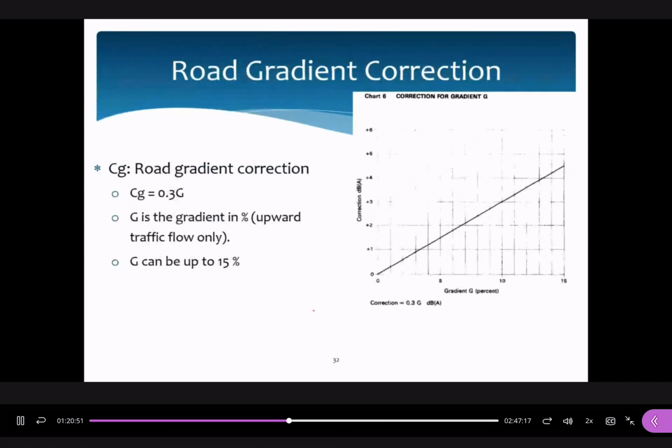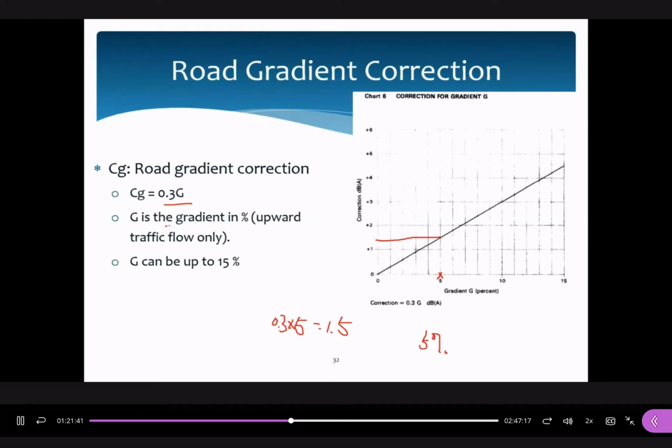Okay, now the other correction is the road gradient correction. The road gradient correction is a linear relationship, and you can make use of this chart or this equation. Please pay attention: this is 0.3 times g, where g is in terms of percentage. Let's say if this is 5%, when you use this equation, it becomes 0.3 times 5, which is 1.5 dBA. You can check this one. If the percentage gradient is here, the correction factor is 1.5 dBA.